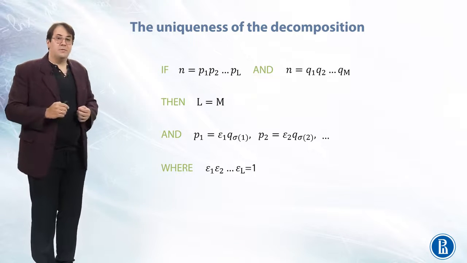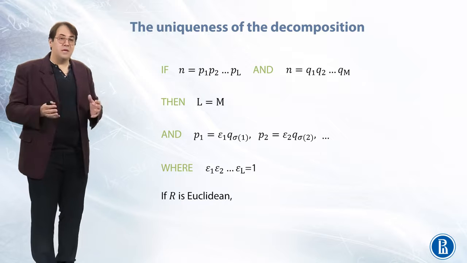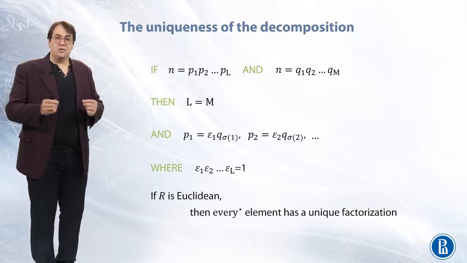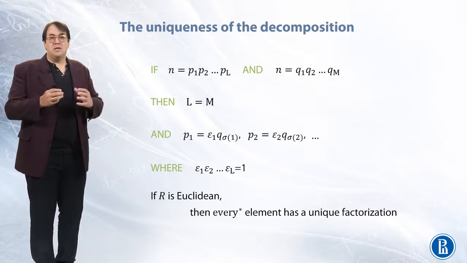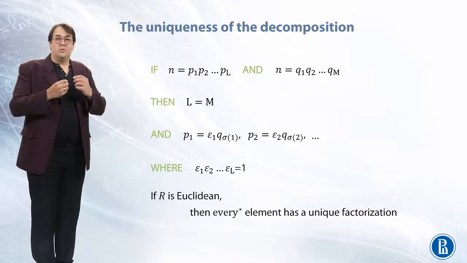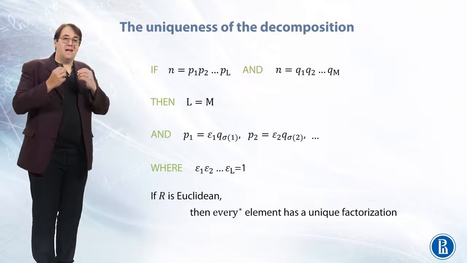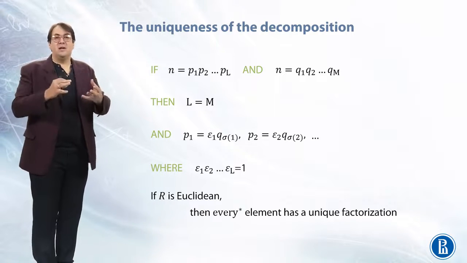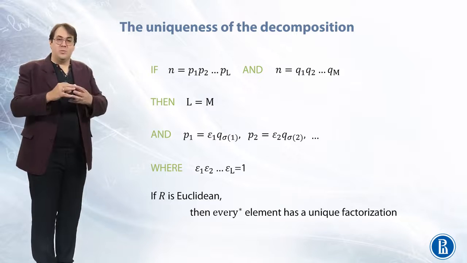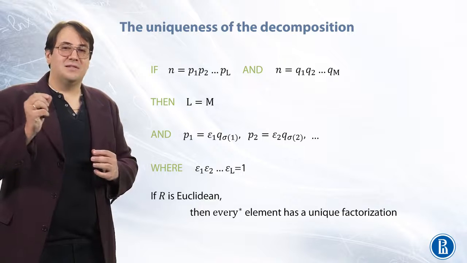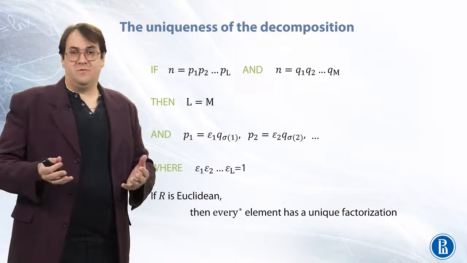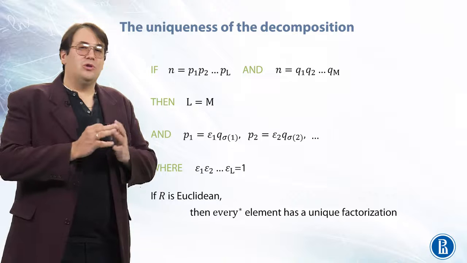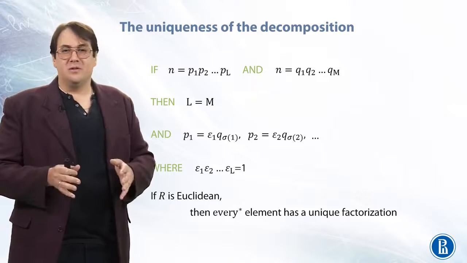The main theorem here is that if we have a Euclidean ring, then every element has a unique factorization, which means that every element can play the role of this element n. So any two prime factorizations of any element of a Euclidean ring will have the same amount of prime factors, and these prime factors in one decomposition will correspond to prime factors in the other one. You may have noticed that every has a star beside it. Well, of course, not every. We are now talking about non-zero and non-invertible elements. We still don't want to play with invertible elements. I believe they're good on their own.